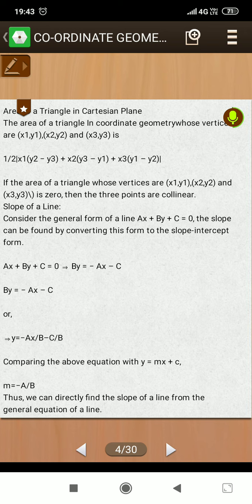Slope of a line. Consider the general form of a line, ax plus by plus c equivalent to 0. The slope can be found by converting this form to the slope-intercept form, that's nothing but y equivalent to mx plus c.